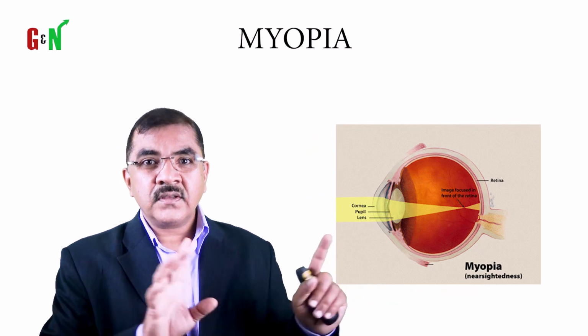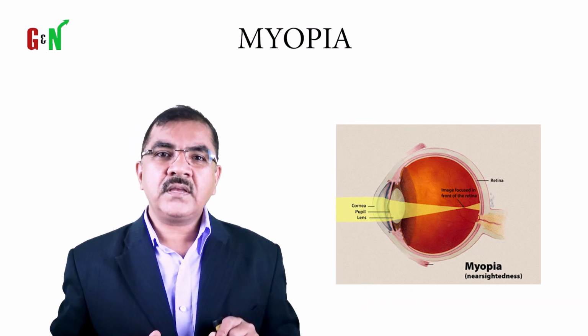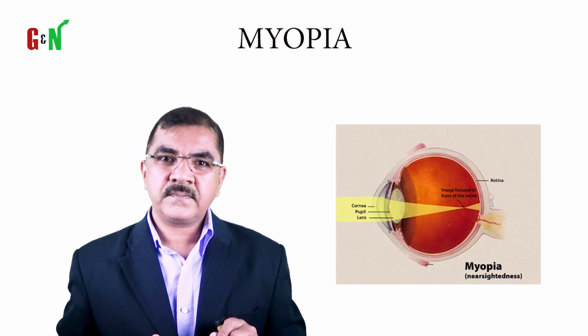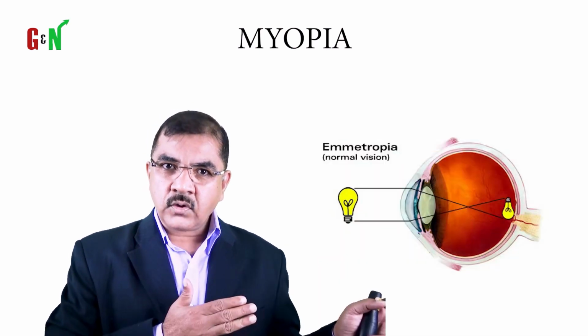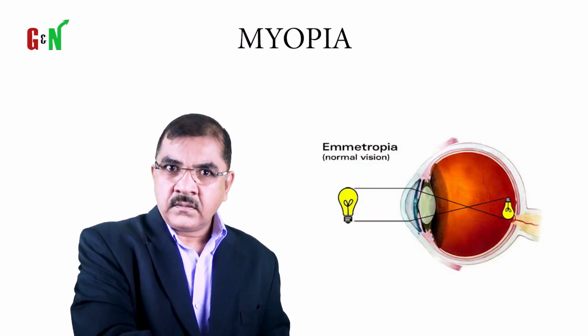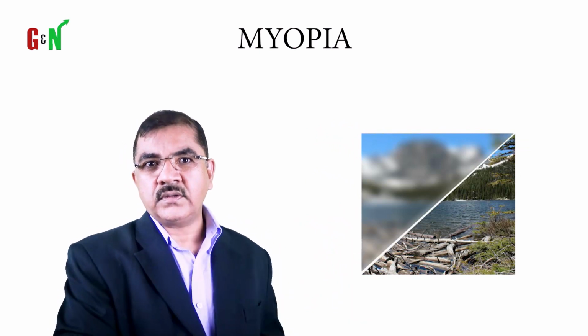Look at the image and I'll make it much easier for you to understand. Okay, the normal eye, the blurred vision, and how it gets corrected.